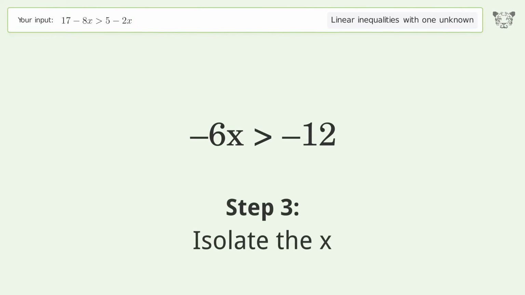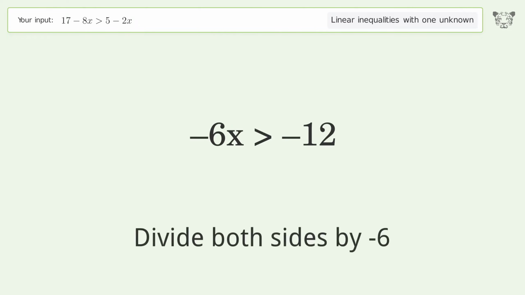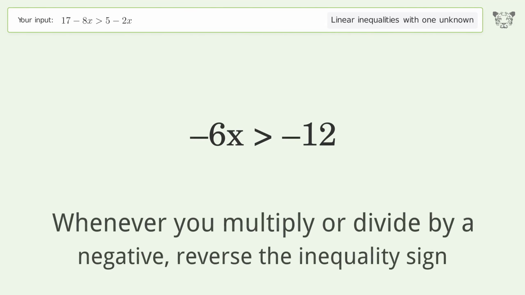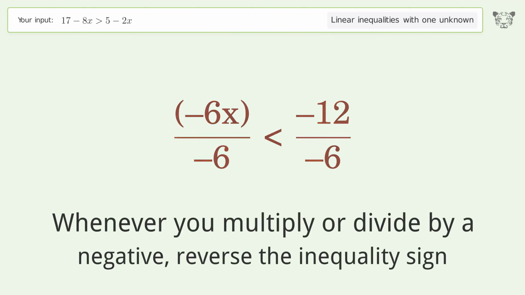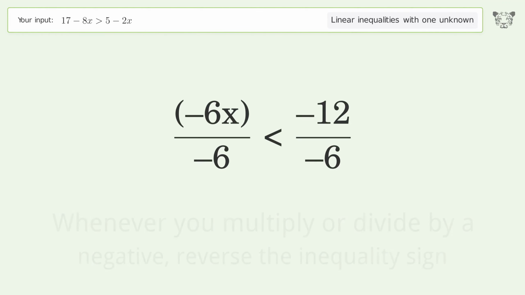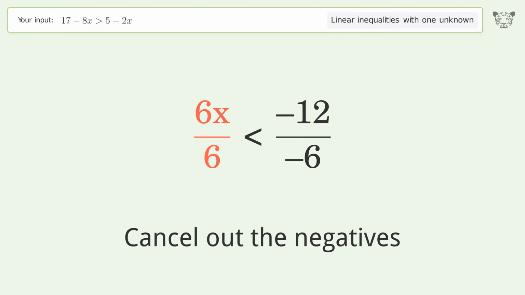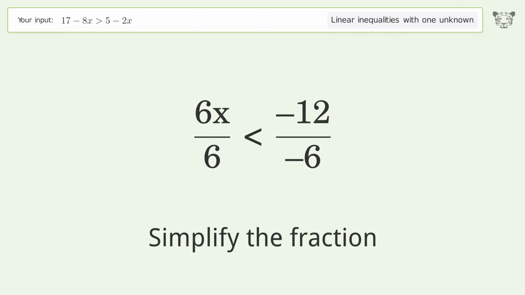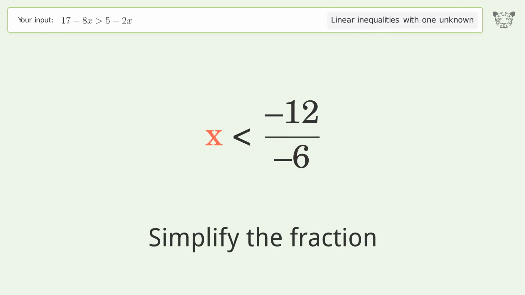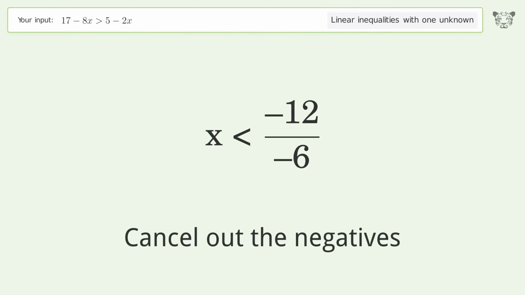Isolate the x. Divide both sides by -6. Whenever you multiply or divide by a negative, reverse the inequality sign. Cancel out the negatives. Simplify the fraction. Cancel out the negatives.